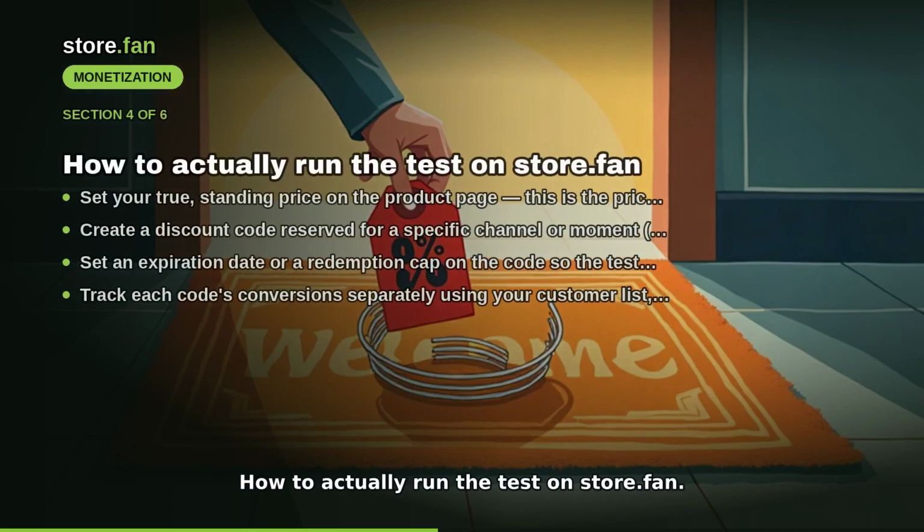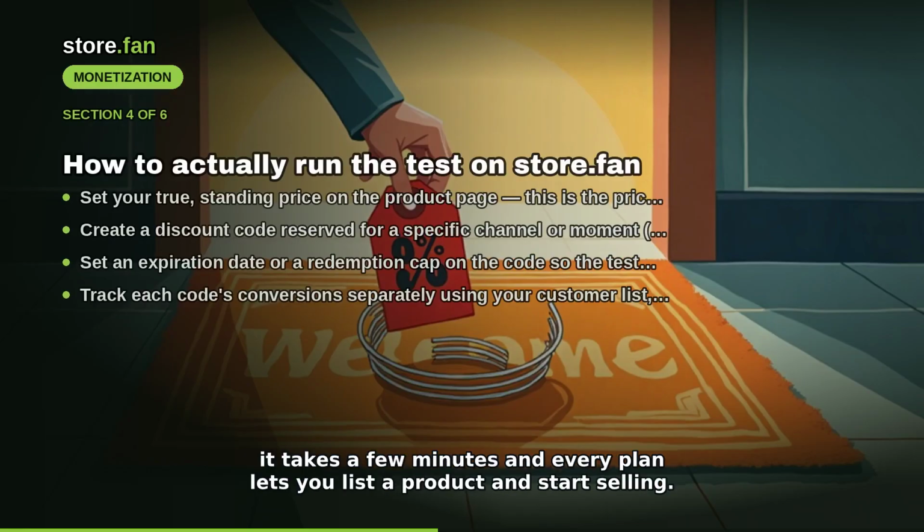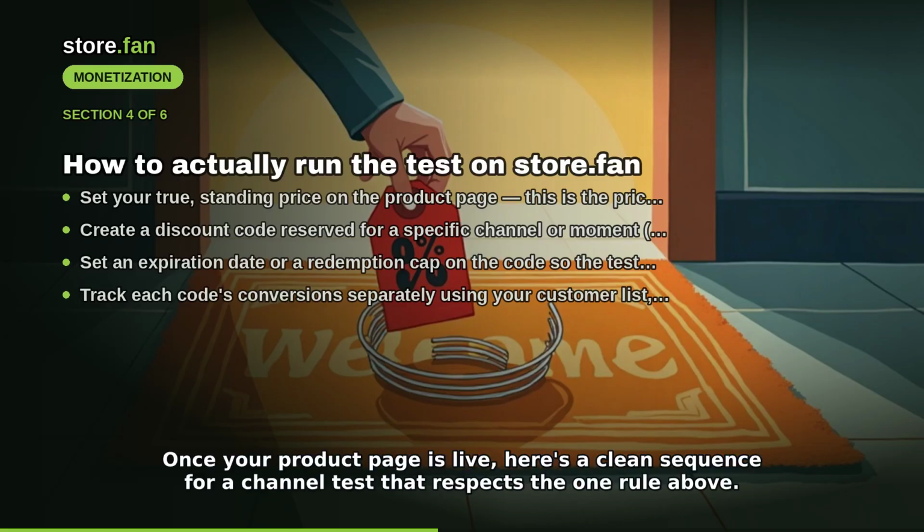How to actually run the test on store.fan. If you haven't yet, create your store and set up the product you want to test. It takes a few minutes, and every plan lets you list a product and start selling. Once your product page is live, here's a clean sequence for a channel test that respects the one rule above.